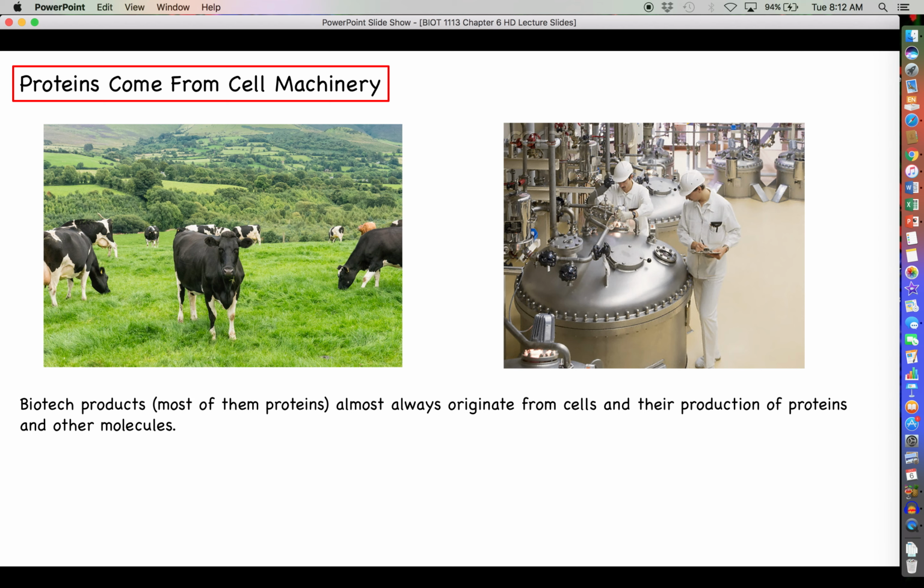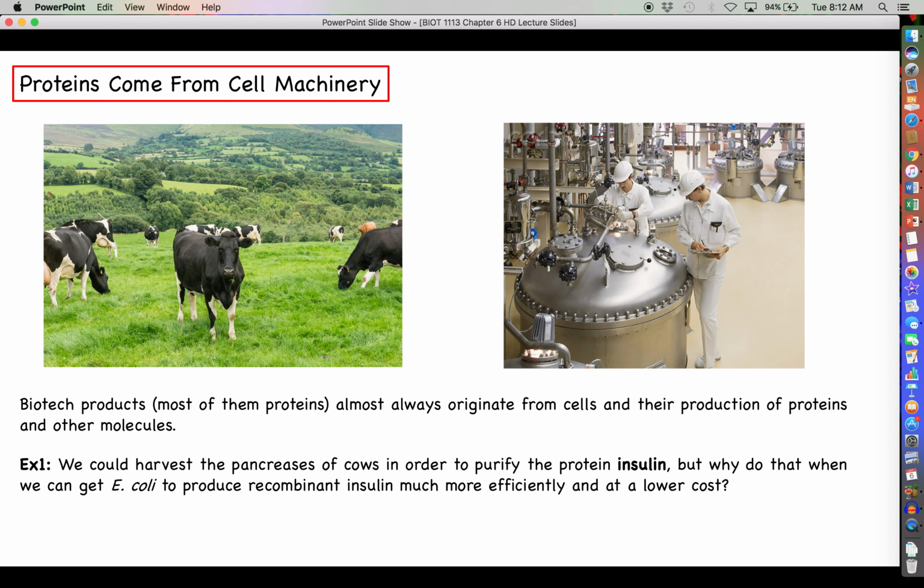So we've said this several times before, but most biotech products are going to be proteins. But even if they're not proteins, biotech products in general come from cells. They come from living cells. So if you're going to develop, manufacture, and market a biotech product, you're doing that with the knowledge that you need living cells in order to produce that product for you.